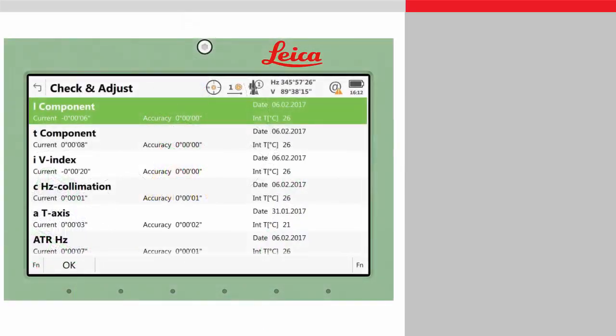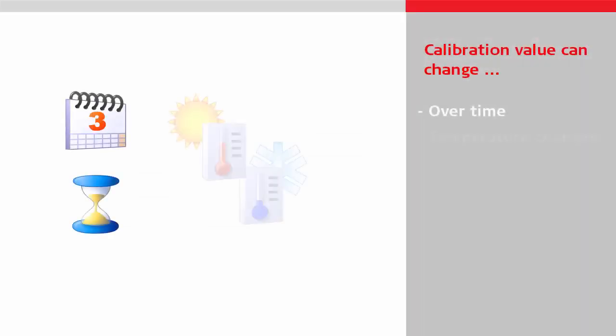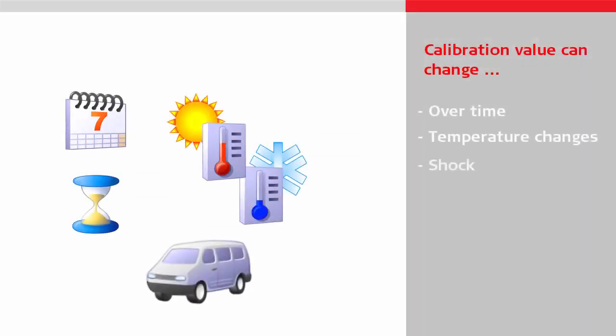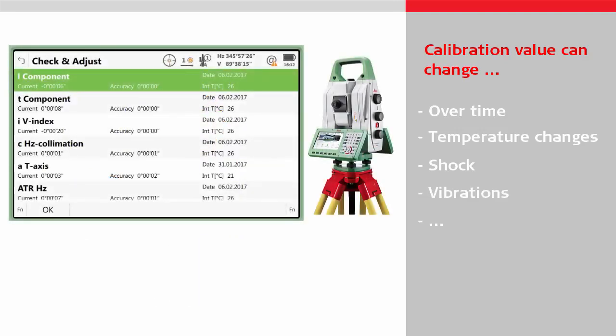At the end of the manufacturing process, any instrument errors are carefully determined and adjusted so that the measurement results are correct and reliable. Over time, stress due to temperature changes, shock, vibrations, etc., means that the errors, and therefore the correction values, have to be redetermined from time to time to guarantee the best measurement performance.